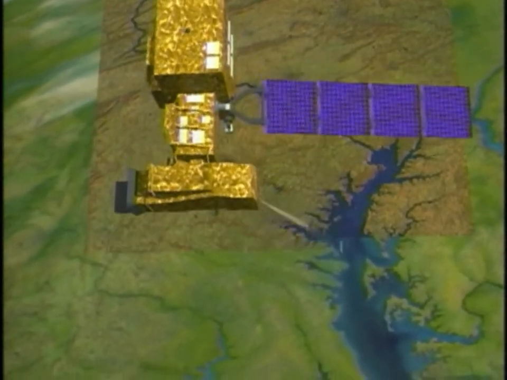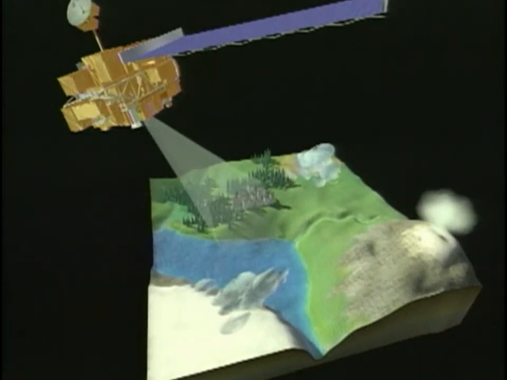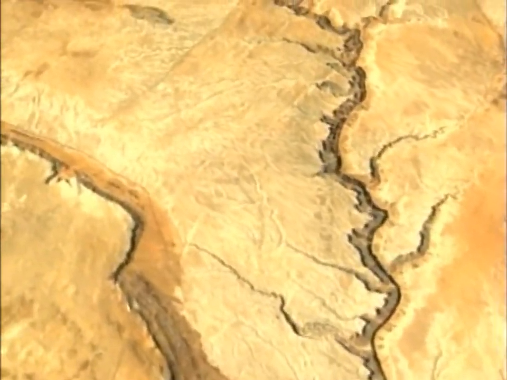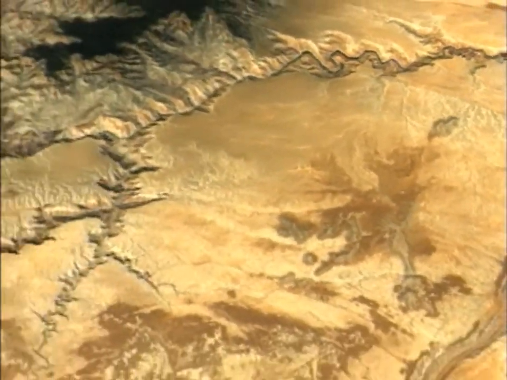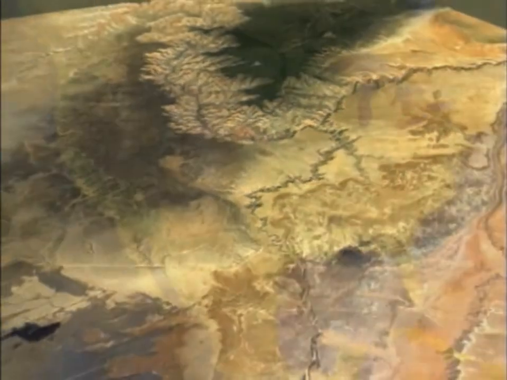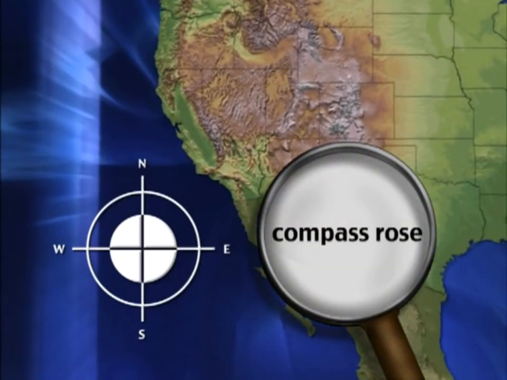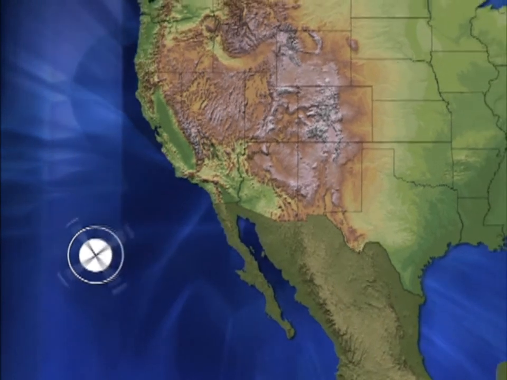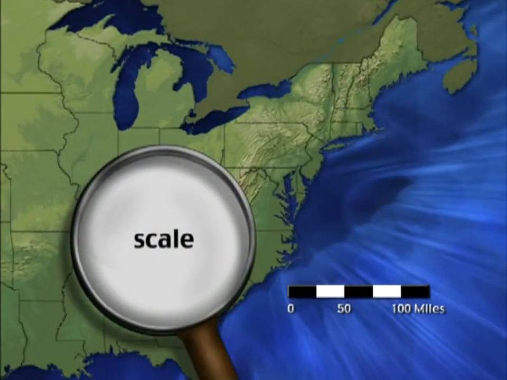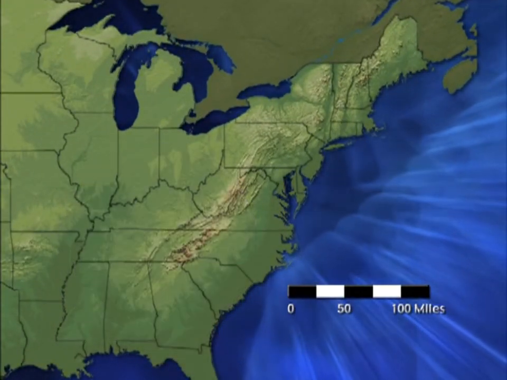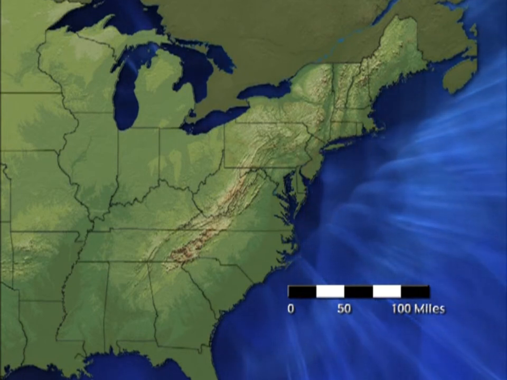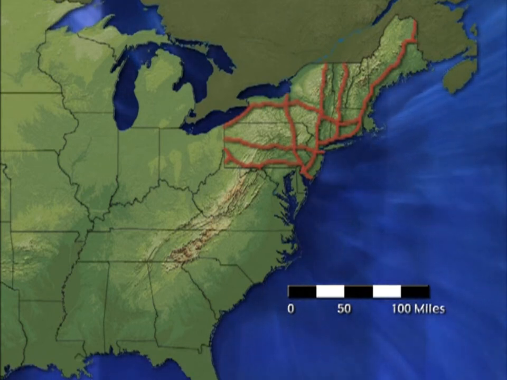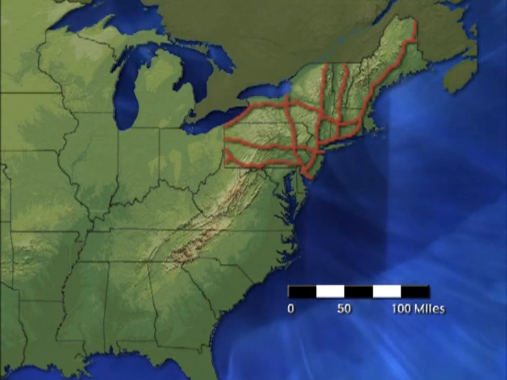Satellite cameras scan the Earth and take accurate pictures of water, land formations, and weather. These images help geographers make accurate maps of the Earth's surface and weather patterns. On almost every map, you will see a compass rose that shows the cardinal directions of north, east, south, and west. The scale of a map tells you how the distance on the map relates to the actual distance on the Earth's surface. This map shows the major roads in the northeastern United States. 1 inch on this map is equal to 100 miles on land.